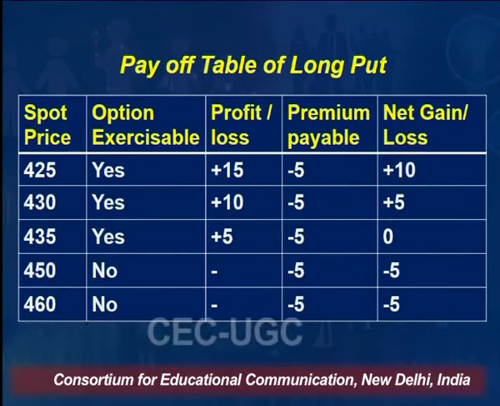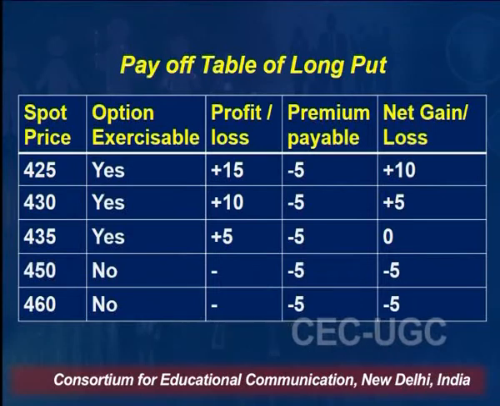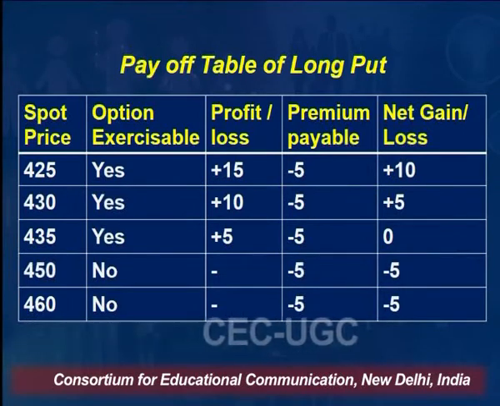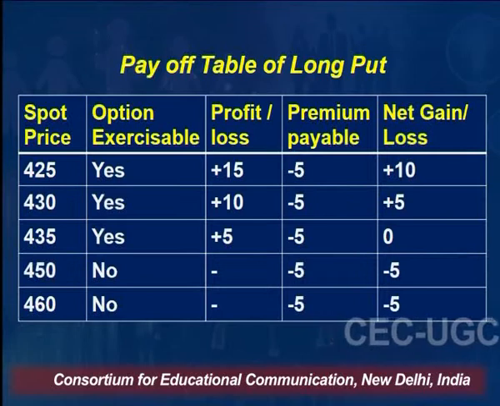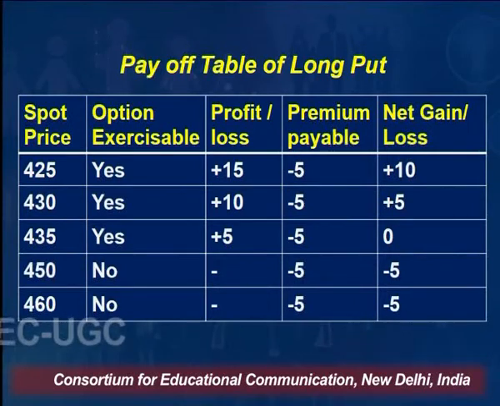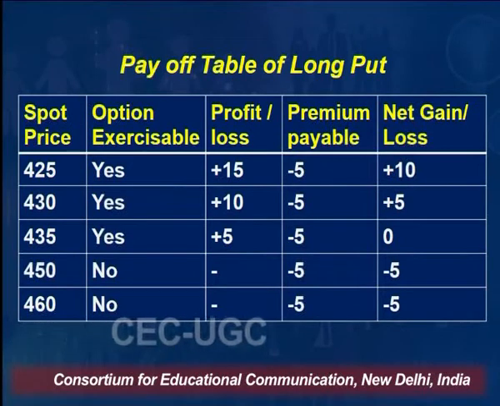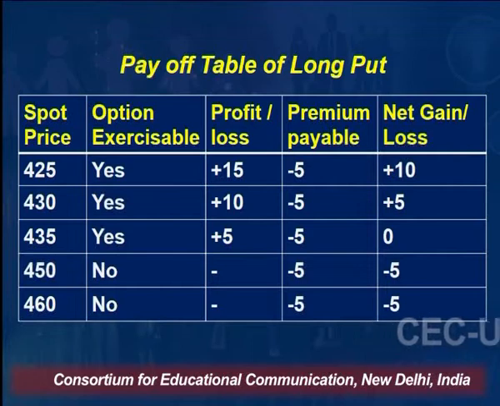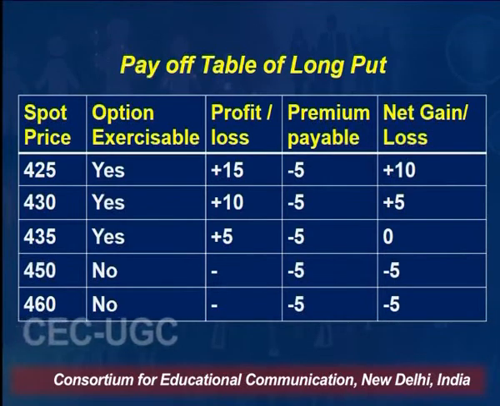The current price in the market on the day of expiry is 425 rupees, right? So the same stock which is currently trading at 425 rupees, the put option holder will sell at 440 rupees. So there is a profit of 15 rupees, right? The premium payable is 5 rupees, so the net gain is 10 rupees.